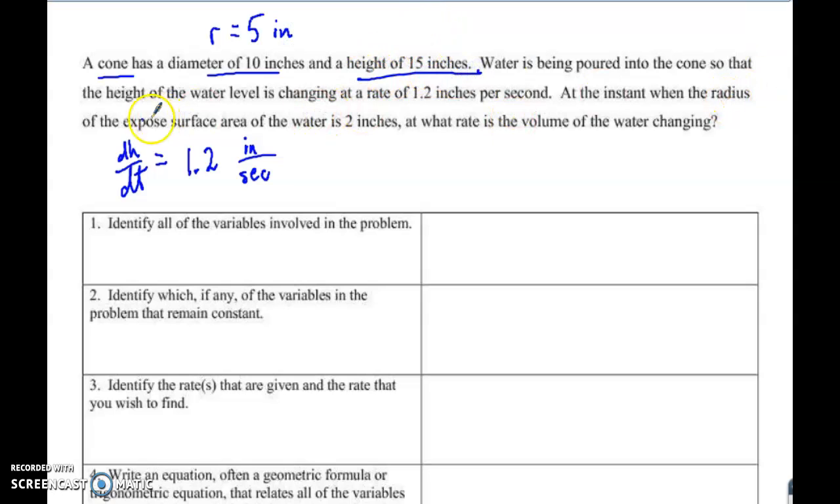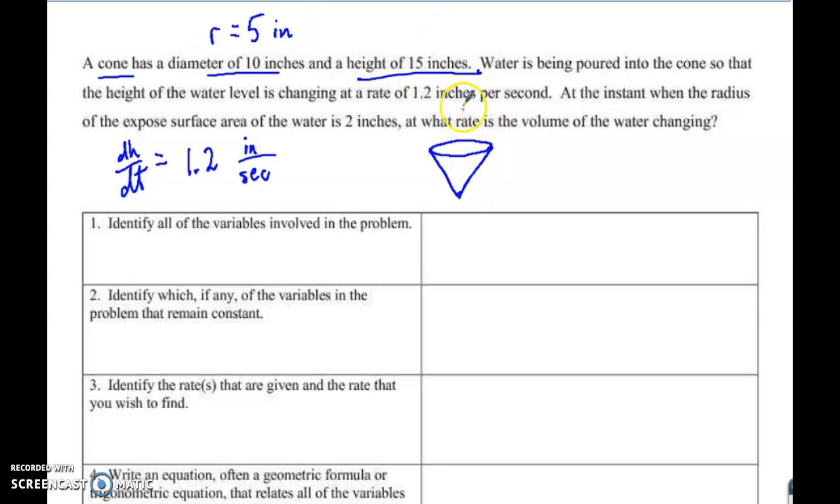At the instant when the radius of the exposed surface area of the water is 2 inches, at what rate is the volume of the water changing? So the way I'm reading this is, you kind of have to infer that it is an upside down cone, but the AP test does a really good job of making sure you understand what kind of cone you're looking at.